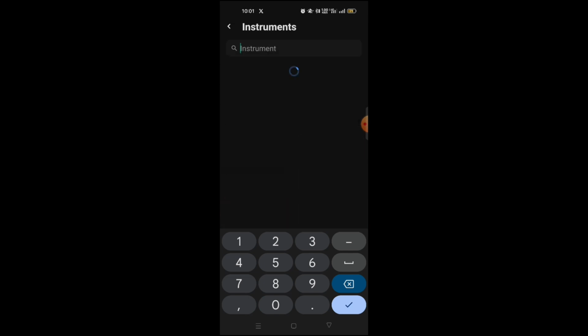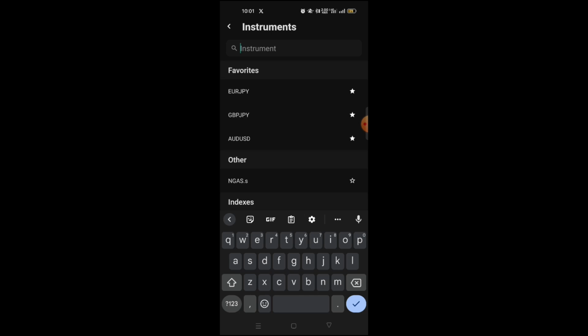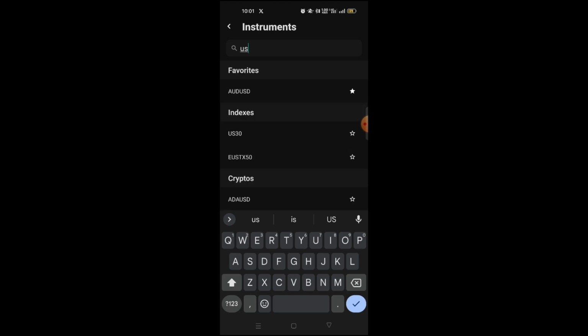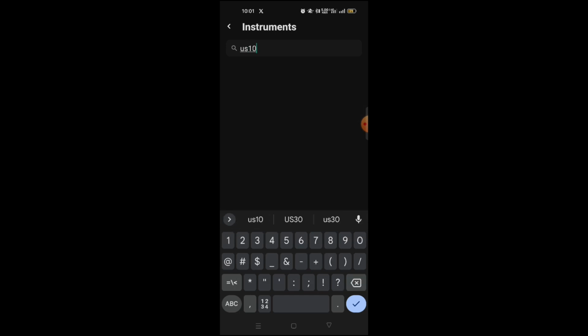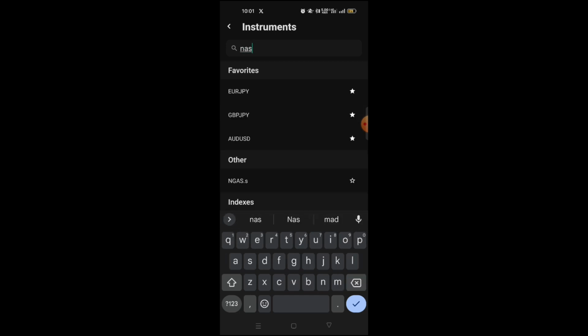Then when you click instruments, you see different pairs of currencies, metals, and commodities. XAG is silver, XAU is gold, XPT. You can see US 30, US 100. You can see everything, any pair at all. So it's NAS 100 on this one. Whether it is indices, commodities, or currencies, you can easily calculate any one here.